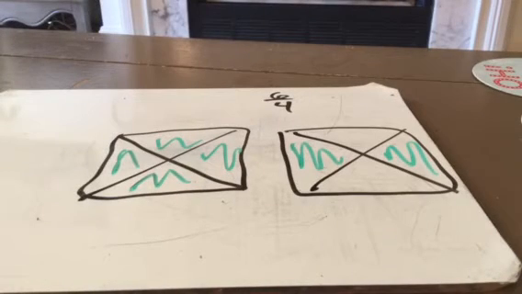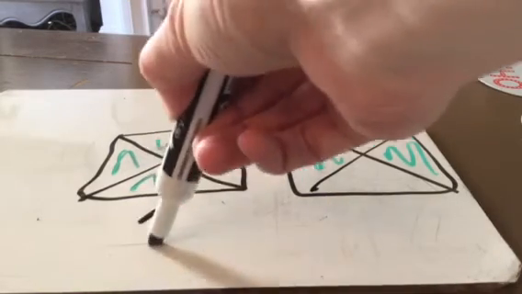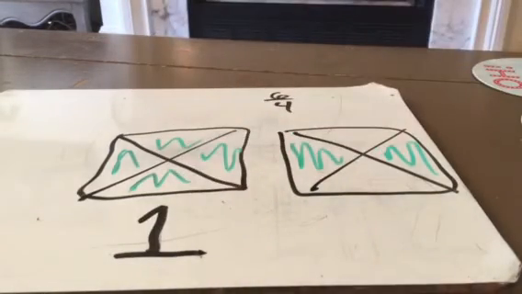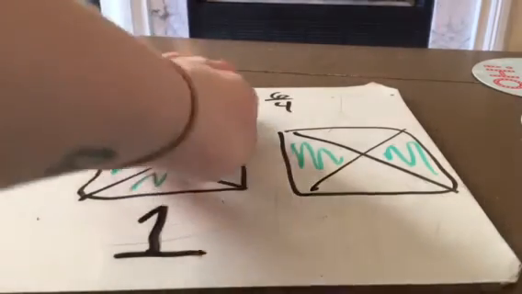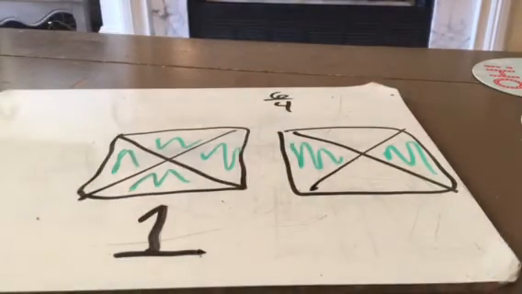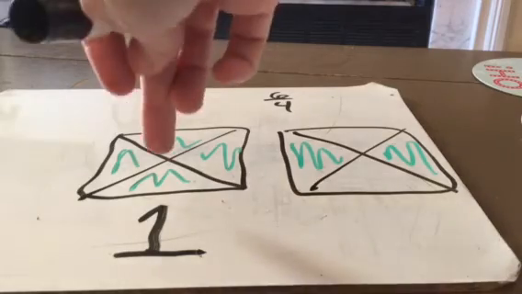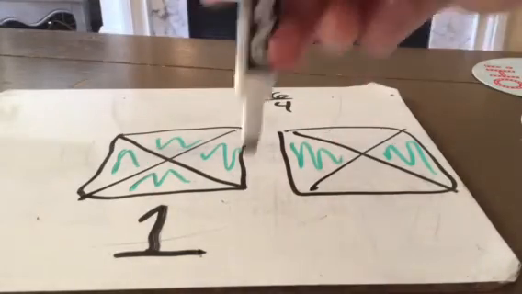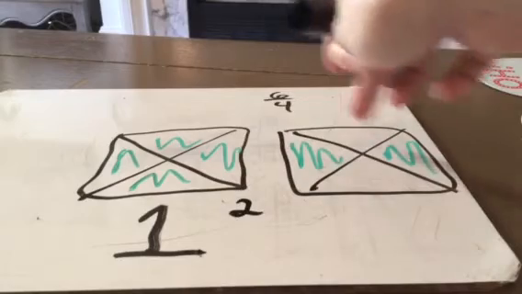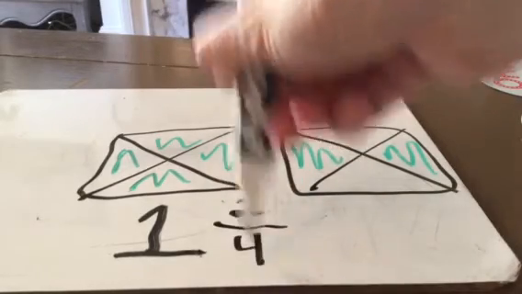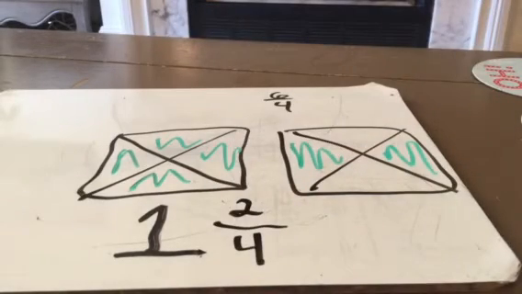I can say, how many wholes do I have? Well, I have one whole. And then how many extra do I have? So I count my whole and then I count the extra. So I have one whole and then 2 extra out of 4. So 1 2/4 are shaded.